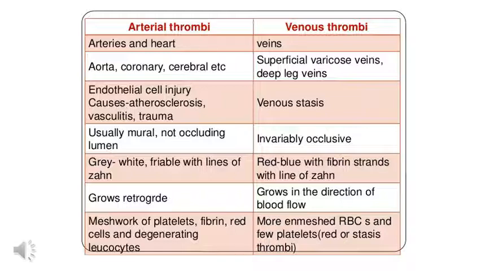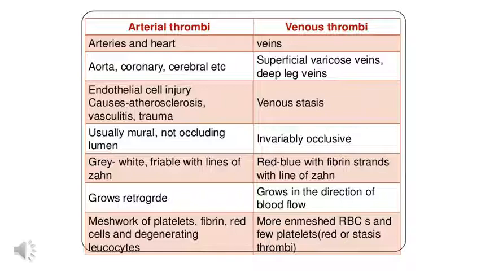So in arterial thrombi we can observe prominent thrombocytopenia in blood analysis, whereas in venous thrombi usually few platelets or few RBCs are involved in clot formation. So venous thrombus is also known as red thrombus, and arterial thrombus is also known as white thrombus. This table is very important from the UHS point of view, so you should be clear about arterial and venous thrombi.